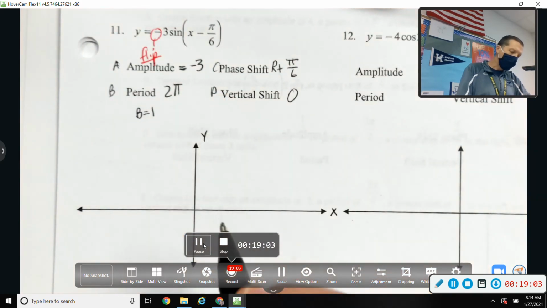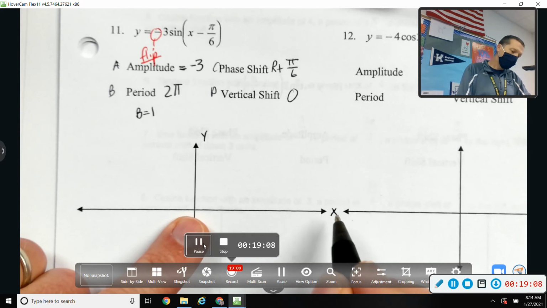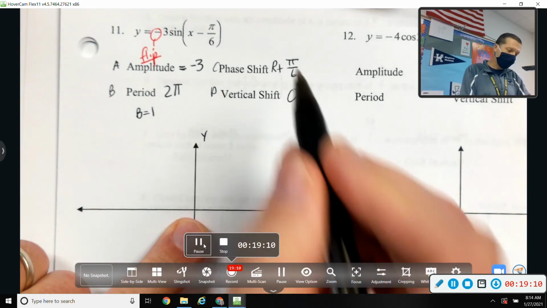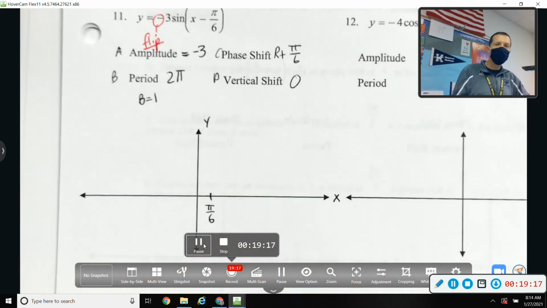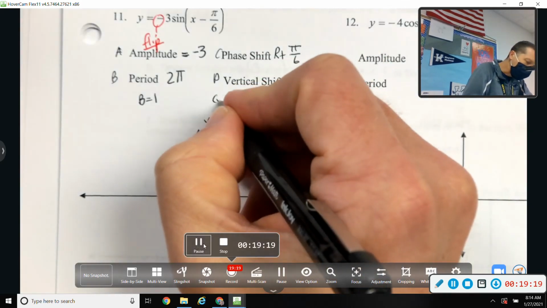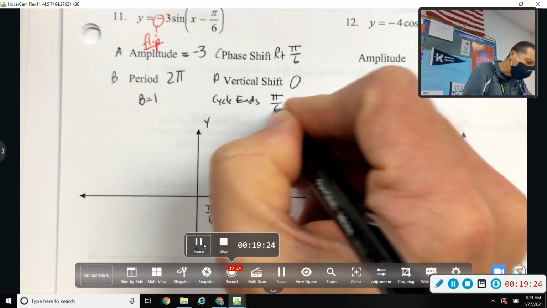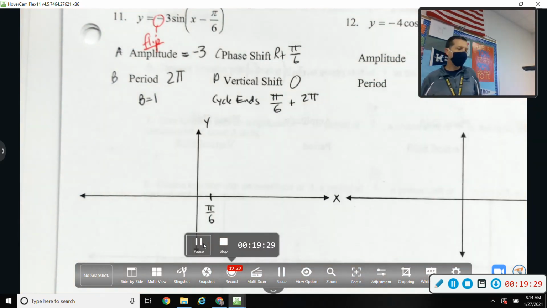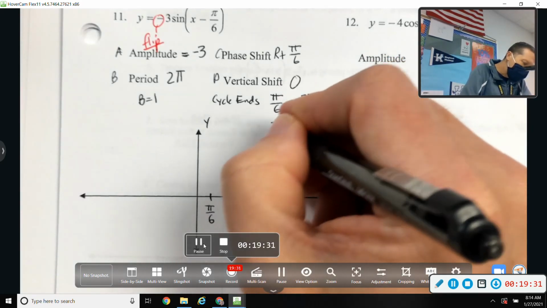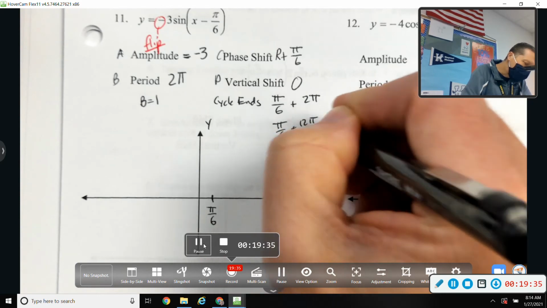So I want to start at pi over 6, but then I need to go 2 pi away from that. So 2 pi is a lot bigger than pi over 6, so I'm going to put pi over 6 in pretty close. That might not even be close enough, because my cycle ends at pi over 6 plus 2 pi. So adding fractions, pi over 6 plus 12 pi over 6 is 13 pi over 6.